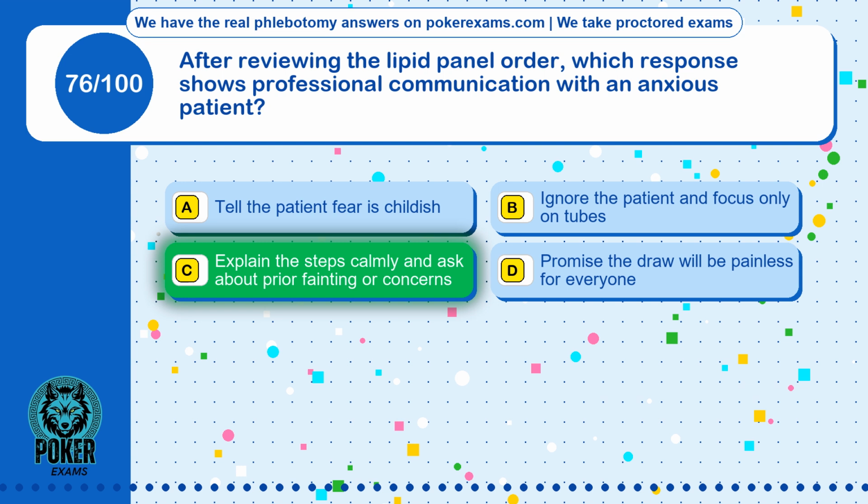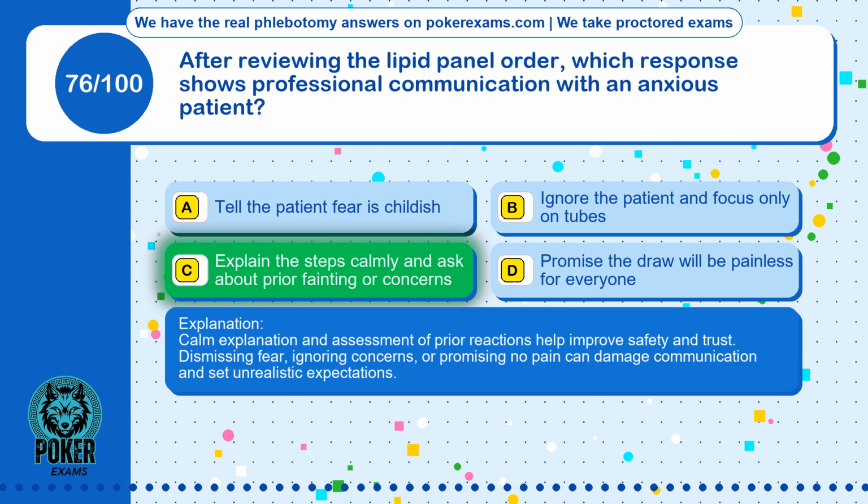The correct answer is option C. Explain the steps calmly and ask about prior fainting or concerns. Calm explanation and assessment of prior reactions help improve safety and trust. Dismissing fear, ignoring concerns, or promising no pain can damage communication and set unrealistic expectations.